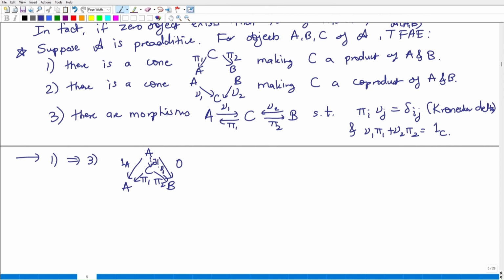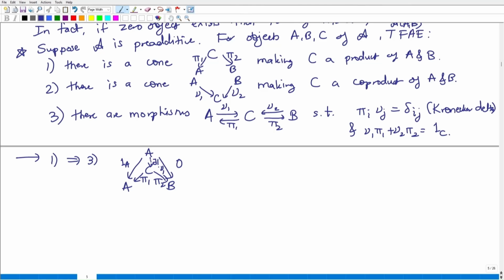Okay, let me write it here. There exists a unique map, call it nu 1, which makes pi 1 nu 1 equal to identity and pi 2 nu 1 equal to 0. Do the same thing with B, identity on B, 0 map to A, you will get nu 2. Okay, what remains now? We are supposed to show the last identity. There are 5 equations to satisfy. We have shown 4. We have to satisfy the 5th one.